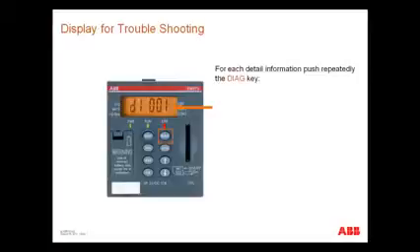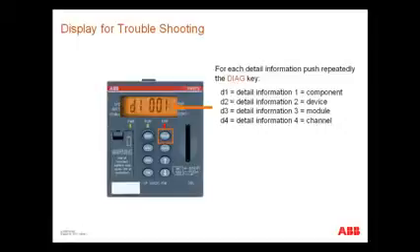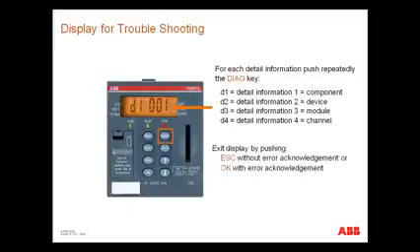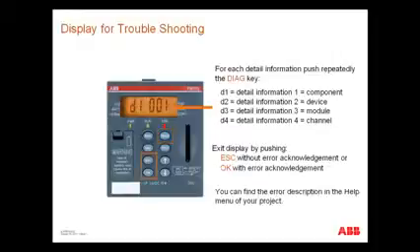To get detailed information for the error, push repeatedly the key diag for diagnosis. For each error, up to 4 detailed information is given. You can leave the menu by pushing the Escape key for without error acknowledgement, or the key OK for with error acknowledgement. In the next step you will see where to find the error description in the Help menu of your project.